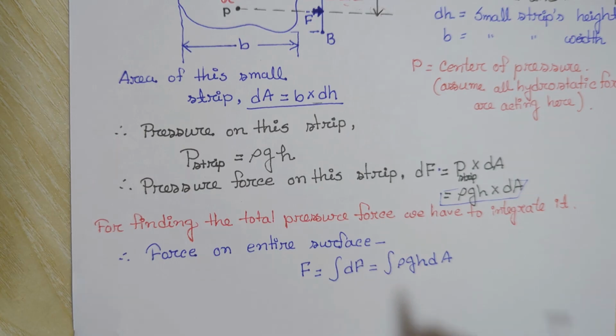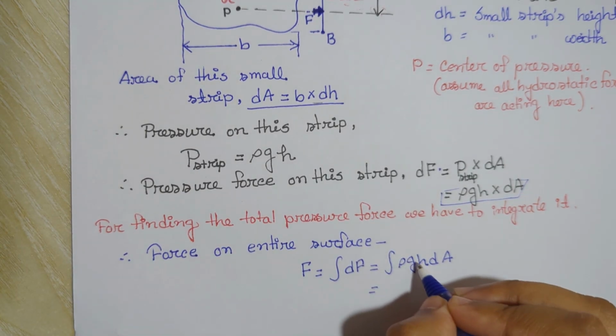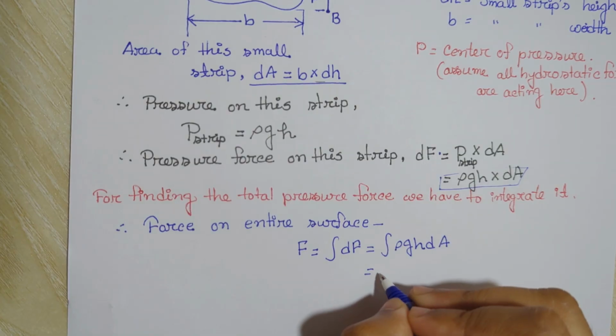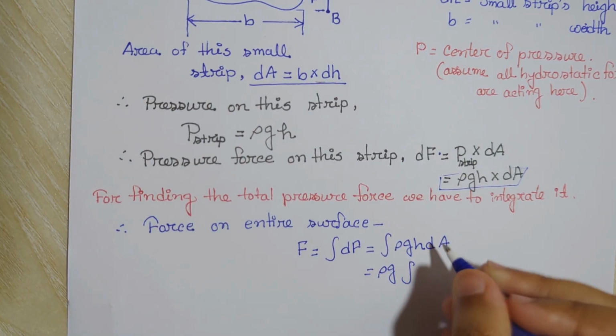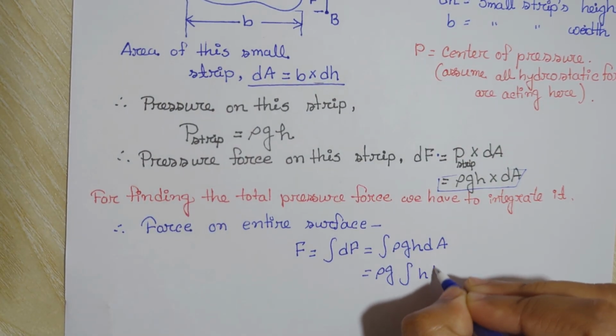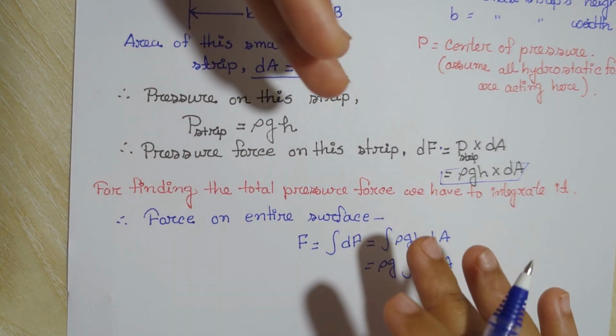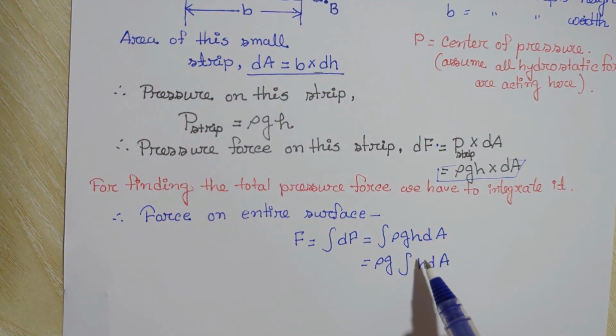Here, rho g is a constant, so it will come out of the integral sign, rho g, and we will integrate h dA. What is the meaning of this integral sign? It means we will include the whole thing. Here, look at this.